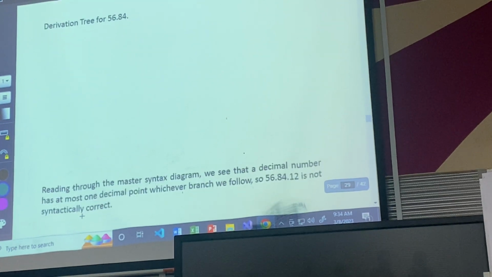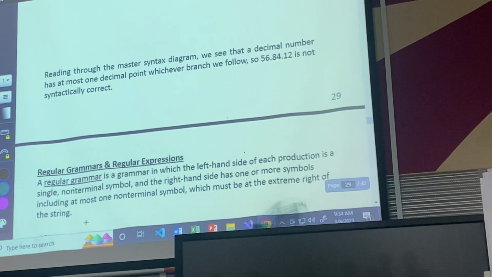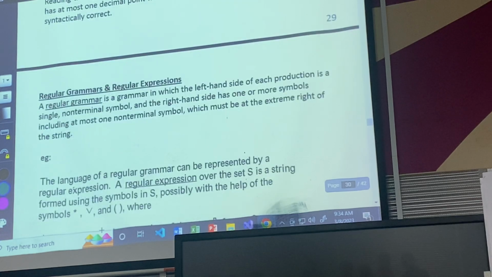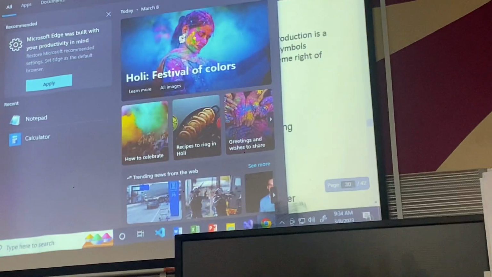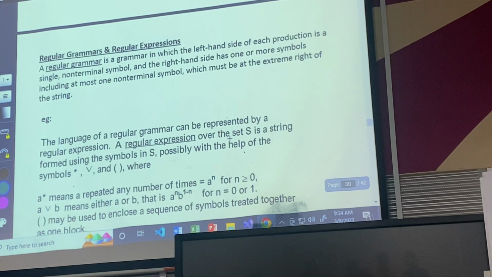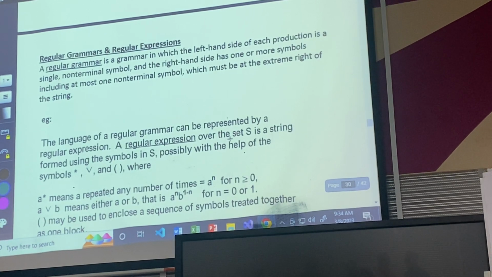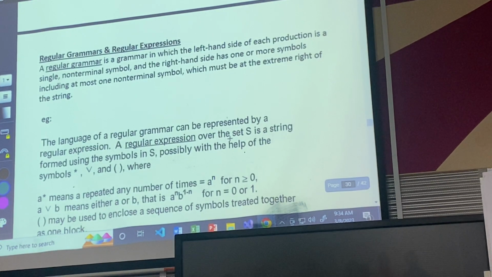Now we have the last part, the regular grammar and regular expression. So this one, you remember previously you have learned the types of grammar, type 0, type 1, type 2, type 3.